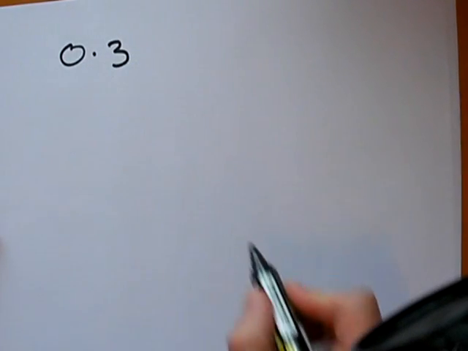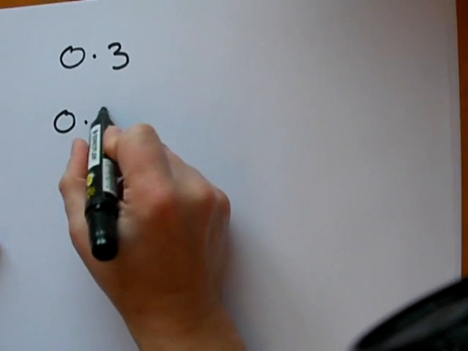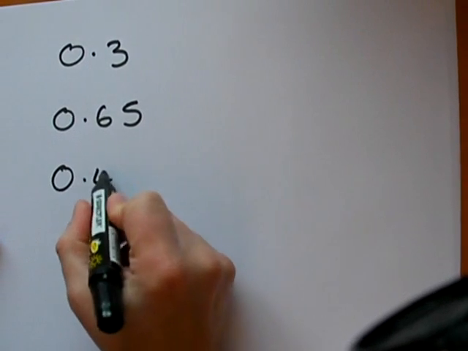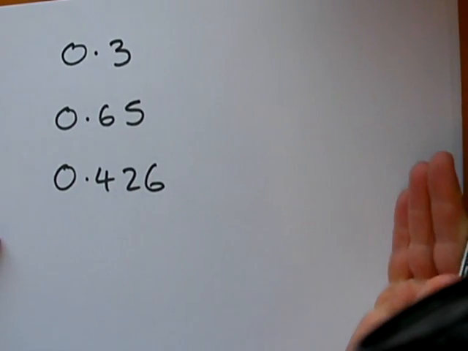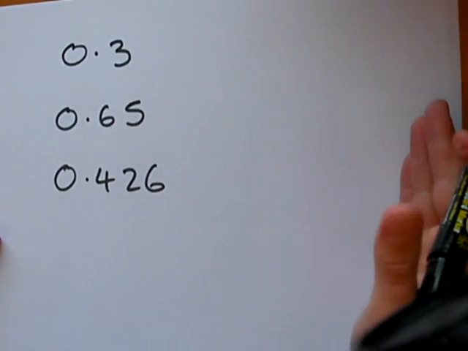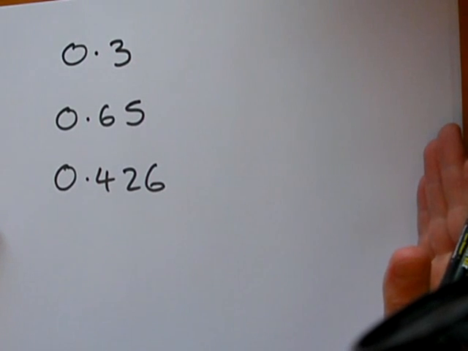What I mean by that is decimals that stop. So for example, I'm going to look at 0.3 and change that into a fraction, 0.65, change that into a fraction, 0.426, change that into a fraction. Each of these decimals stop and don't carry on. They're not recurring decimals or decimals that go on forever.